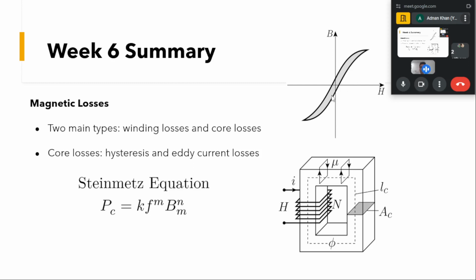So now if we want to calculate these core losses, they are calculated by this equation known as Steinmetz's equation, where Pc is the total core loss, k is some constant, f is the frequency, and Bm is the peak magnetic field density. Here m and n are constants that are provided by the manufacturer for a particular material.